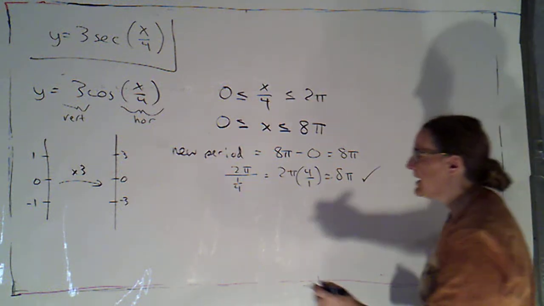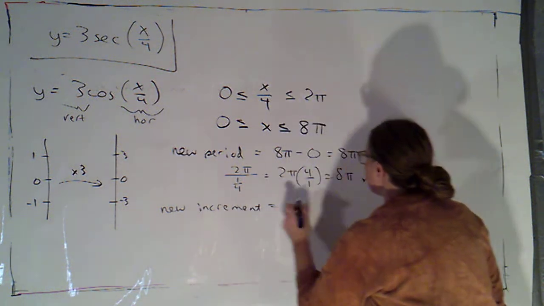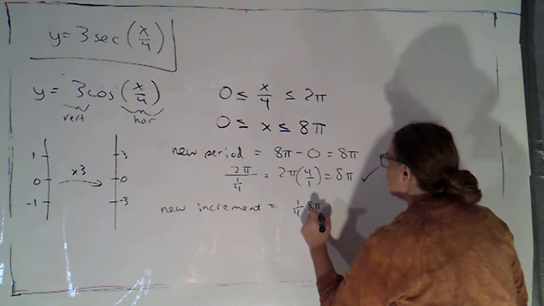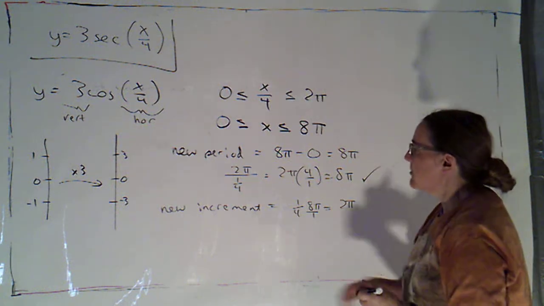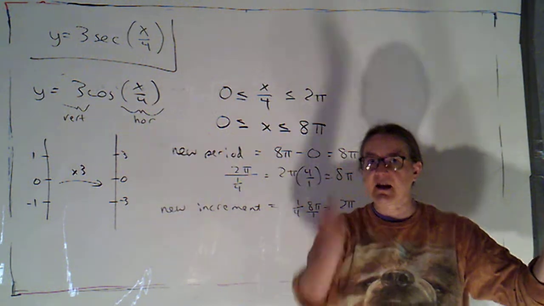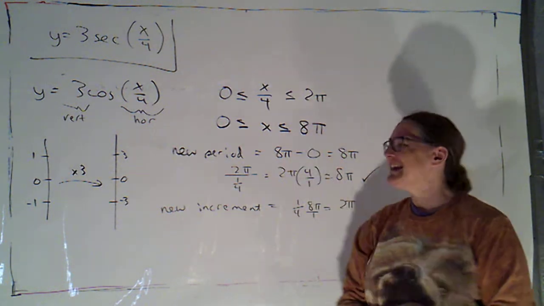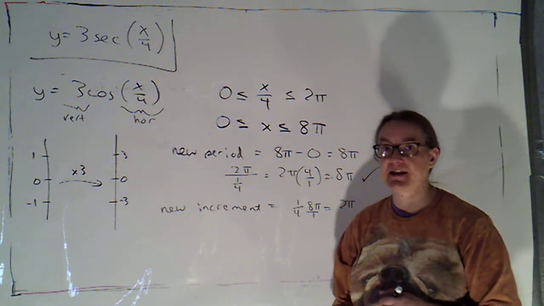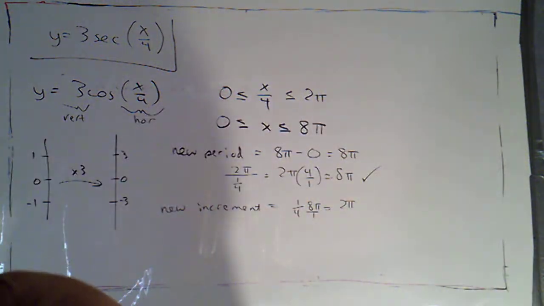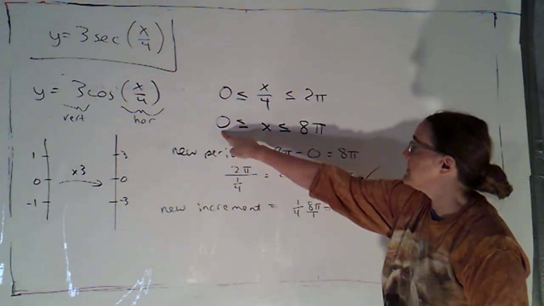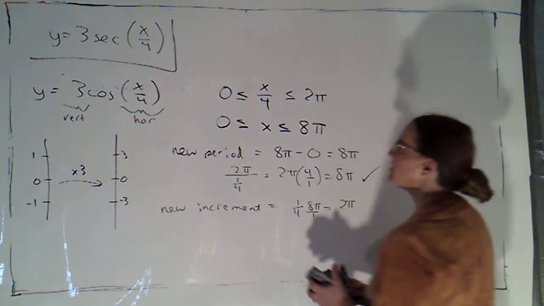That's my new period. And that means that the new increment is 1/4 of that, which would just be 2 pi. Remember, the increment is just taking that period and dividing it up into 4 pieces. For the original graph, those correspond to the 4 quadrants. Now they correspond to where those 4 quadrants get translated to. So that basically means that on my x-axis, I can start at 0 and count over by 2 pi until I hit 8 pi, which is my ending point.